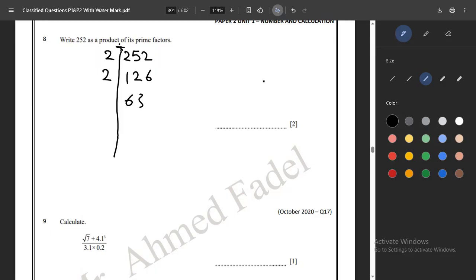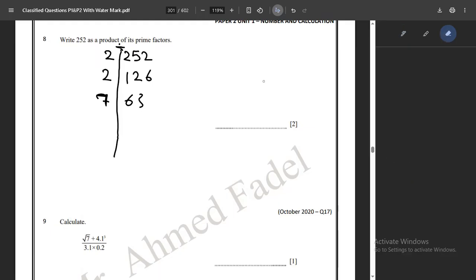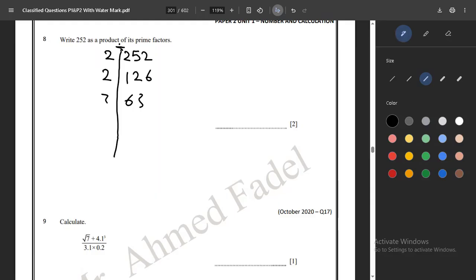Another prime number that I can divide 63 by, you can say it is 9, or you can say it is 7. 9 is not correct, because 9 is not prime. I need a prime number that I can divide by. Someone else could have said, I can divide it by 3 or by 7. Both of them are correct. So dividing it by 3 gives me 21. Then dividing it by 3 again gives me 7. Then dividing it by 7 gives me 1. So the most important thing in this method is that you divide by prime numbers.